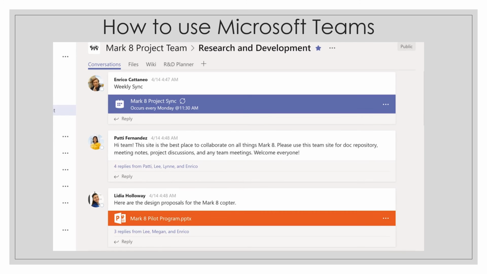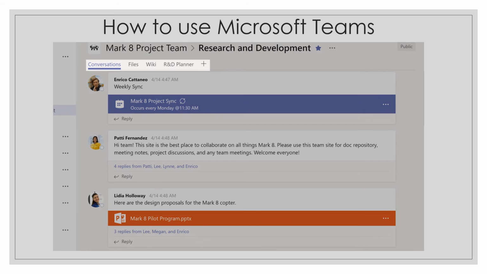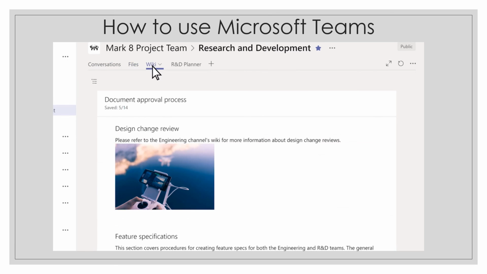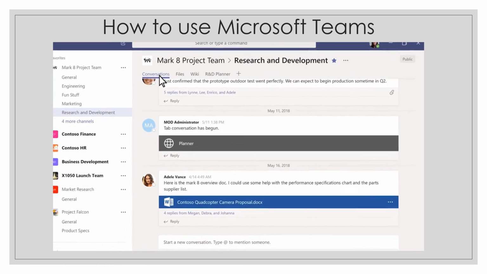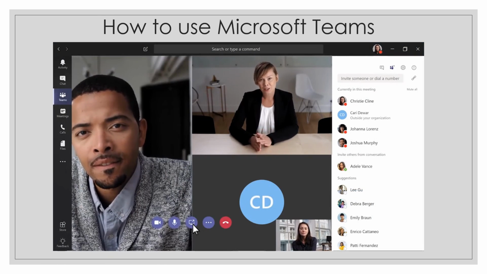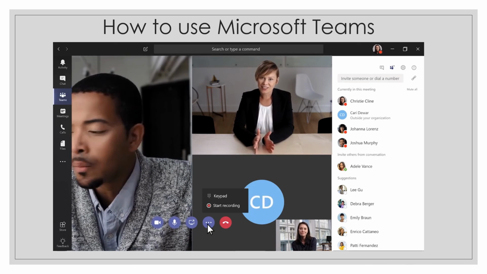At the top of each channel, you'll find tabs. They're like links to your favorite files, apps, and services. Want to have a quick, on-the-spot meeting with people in your channel? Select Meet Now. In a meeting, you can show content from your computer or record your meeting.